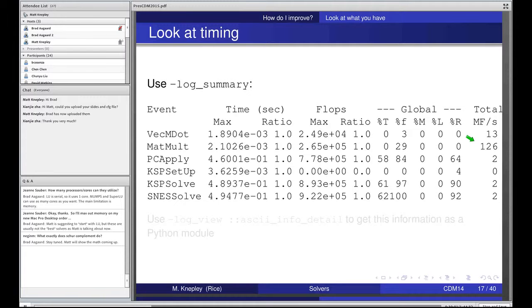And what you can see over here are the global percentages: percentage of time, percentage of flops, percentage of parallel messages, the message lengths, and the number of reductions. And so the preconditioner is taking a lot of time. Almost all the time in the solve is taken by the preconditioner, and that's what you can get at a glance here. Whereas a significant number of the flops are happening in the matrix multiply, but it's not taking very much time at all.